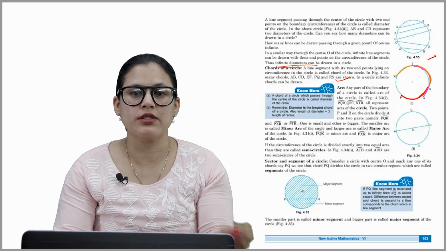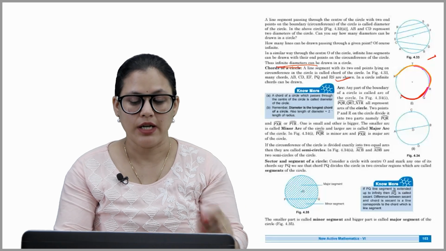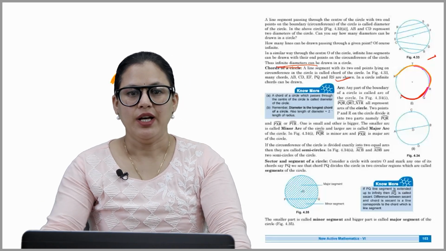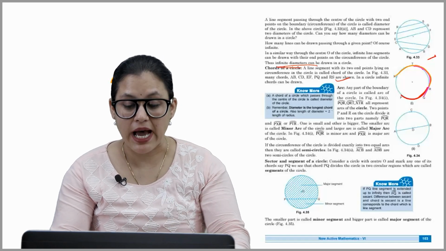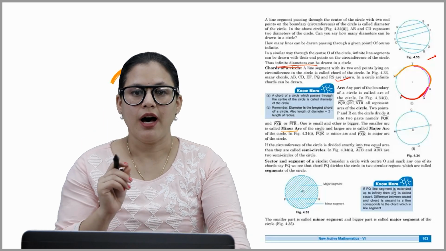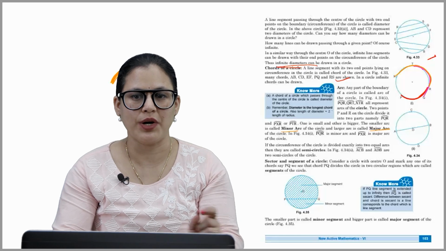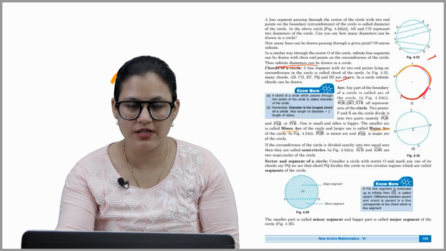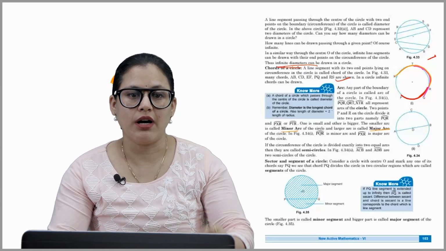Two points P and R on the circle divide it into two parts, namely PQR and PXR or PTR. This is the symbol or sign for arc. One is smaller and the other is bigger. The smaller is called the minor arc of the circle, and the larger arc is called the major arc of the circle. In figure 4.34, PQR is the minor arc, whereas PXR is the major arc of the circle.